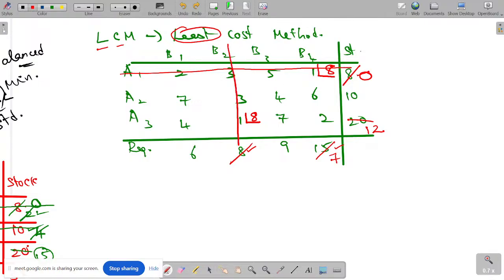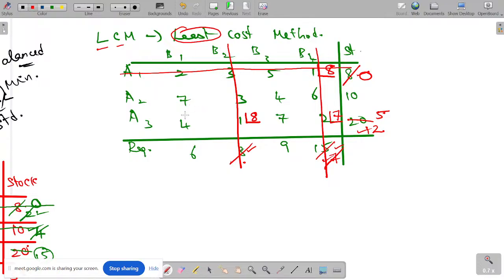So let me strike off this one. Then from the left down, here it is 2 units. There is 2 rupees is the lowest cost, and 7 is over here, 12 is over here. So I can give all the 7 units from A3. So left out will be 5. So nothing to do with B4 hereafter. Now let me strike it off.